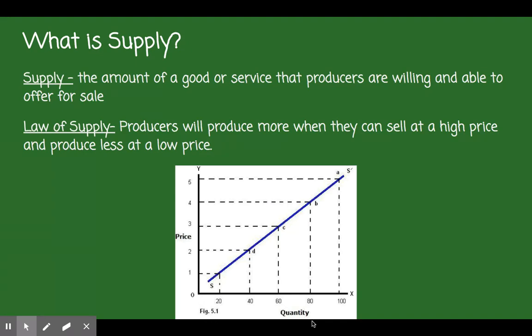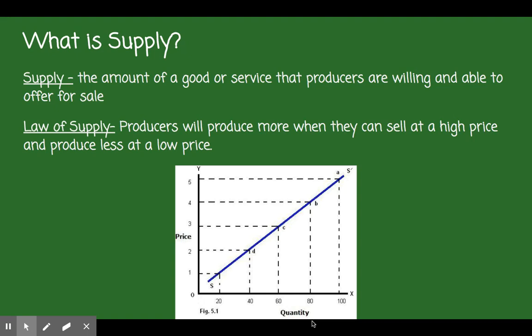What is supply? Well, supply works in kind of the opposite way. Supply is the amount of good or service that producers are willing and able to offer for sale. So now we're talking about the people who are producing the product, the people who are selling the product. In demand, we're talking about the buyers. Now we're talking about the people who are selling. The law of supply says producers will produce more when they can sell at a higher price, and they'll produce less when they can sell at a lower price.